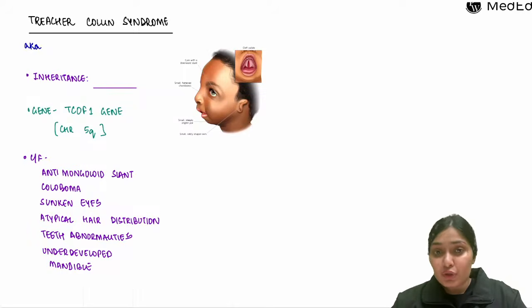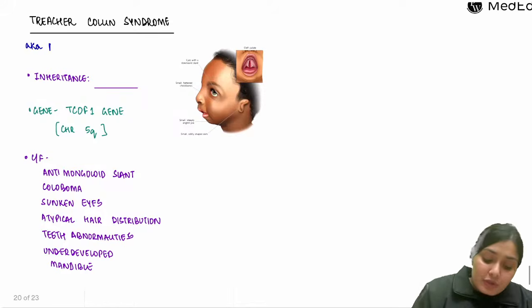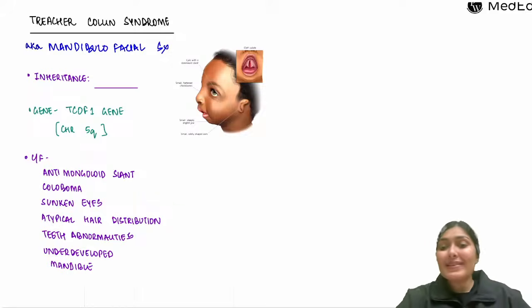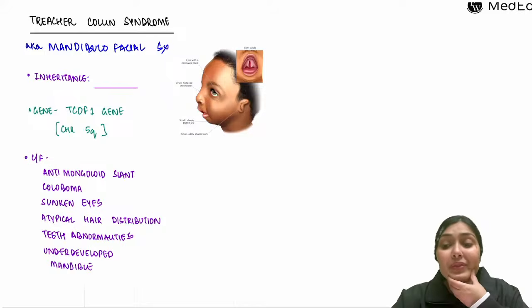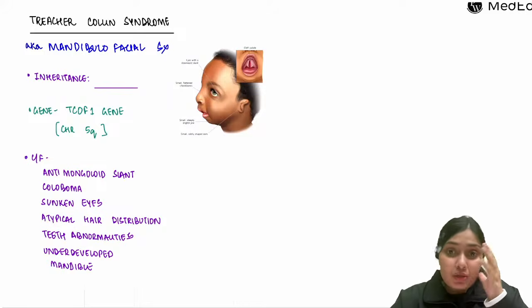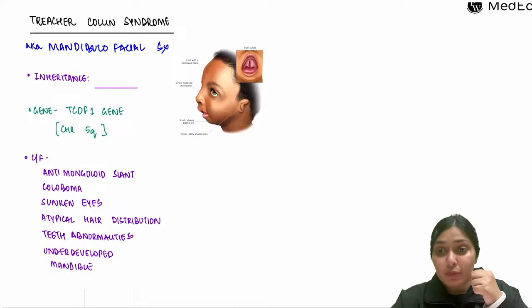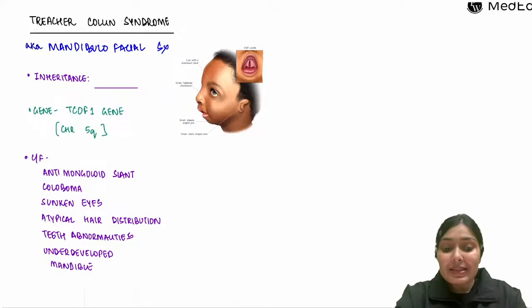We have Treacher Collins syndrome, also known as mandibulofacial syndrome. Why is this known as mandibulofacial syndrome? The name itself has mandibulo, which means some problem with the mandible, and facial, which means there is some facial problem. So what happens in this Treacher Collins syndrome?